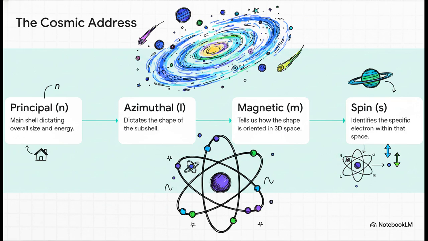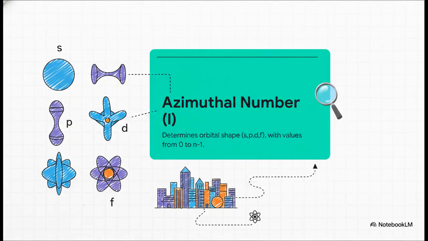The principal number n is your main shell that dictates the overall size and energy. The azimuthal number L dictates the shape of the subshell. The magnetic number m tells us how that shape is oriented in 3D space. And finally, the spin number s identifies the specific electron living in that space. So let's zoom in on the azimuthal number for a second.